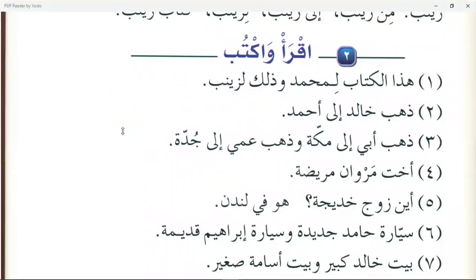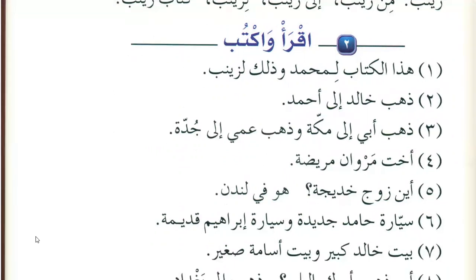Dahaba ibni ila Makkata wa dahaba abi ila Makkata wa dahaba ami ila Juddata, ila Juddata. Why are Makkah and Judda mamnu min al-sarf? Because of ta marbuta. Because they are proper feminine nouns ending with ta marbuta.